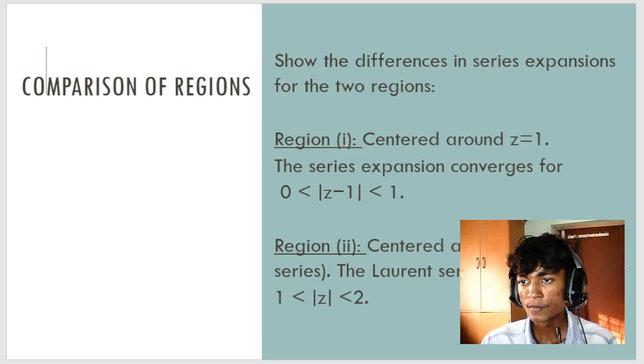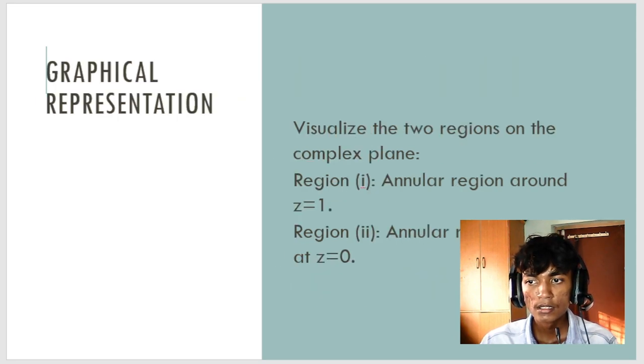Comparison of regions: showing the differences in the series expansion for the two regions. In region 1, centered around z = 1, the series expansion converges for 0 < |z - 1| < 1. For region 2, it is a Laurent series centered at infinity, which converges for 1 < |z| < 2. The graphical representation visualizes the two regions on the complex plane: region 1 is an annular region around z = 1, and region 2 is an annular region centered at z = 0.